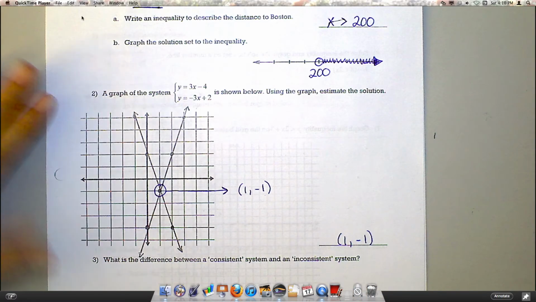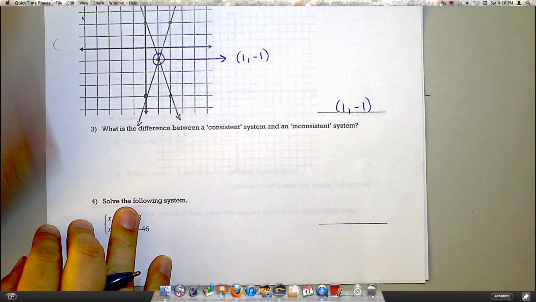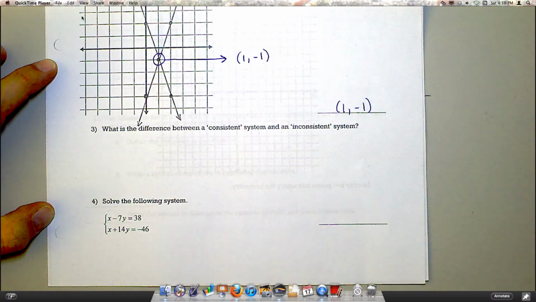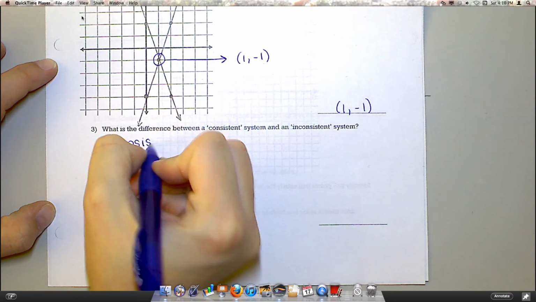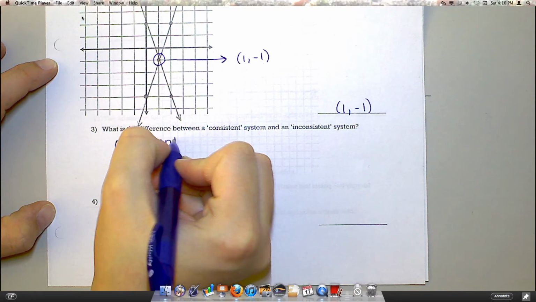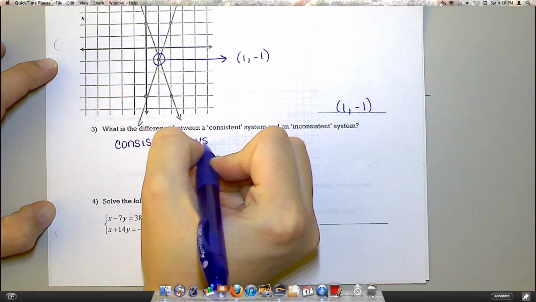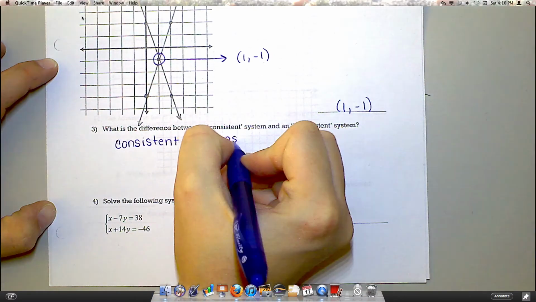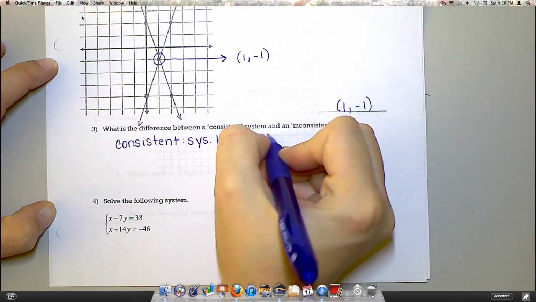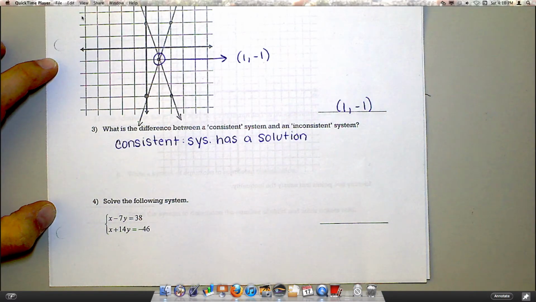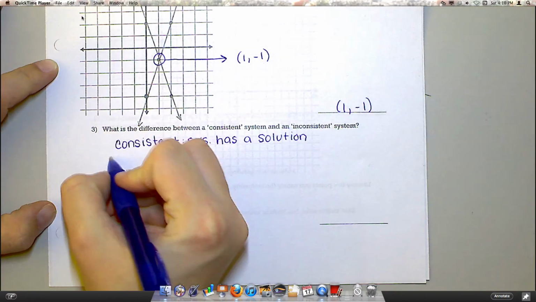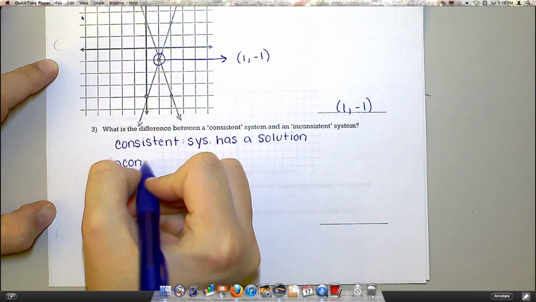Now the third one just wants to know, we just learned this on Thursday, the difference between a consistent and an inconsistent system. Consistent, if you recall from your notes, just means that there's a solution. The system has a solution. Could be one solution, could be lots of solutions, but somewhere there's a solution. The other way to think about it is if the lines cross, because remember where the lines cross, that's a solution. And then inconsistent would be if there's not a solution.